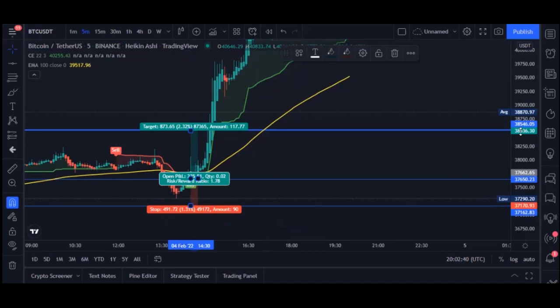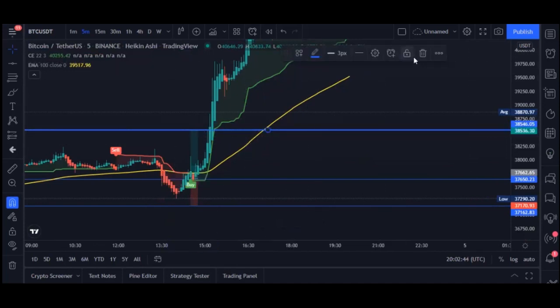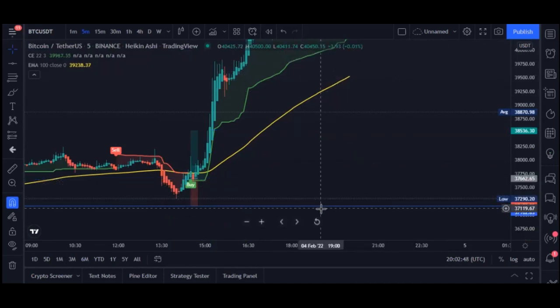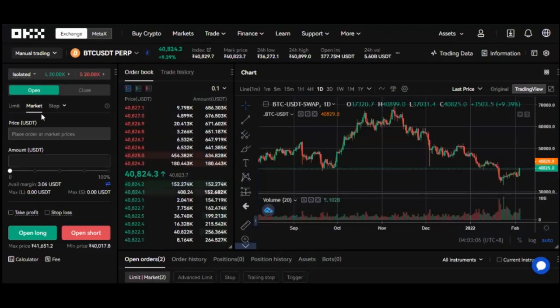So when I use this, my take profit to here, my long position to here, you will see it giving a mark here. This is the green mark. Let me remove this horizontal line so that you see. The gray one here is your entering price. The red one here is your stop loss. And the green one here is your take profit. So these are the prices you want to go to your exchange and input in your exchange.